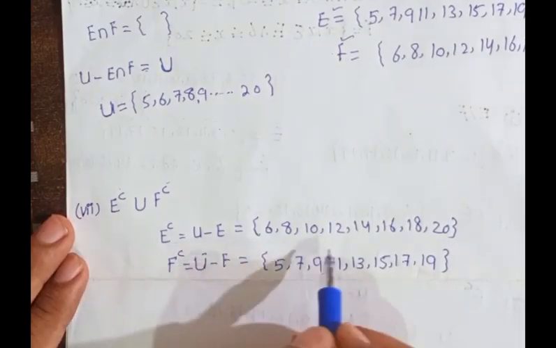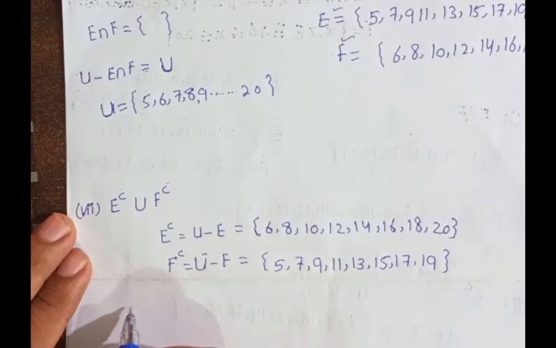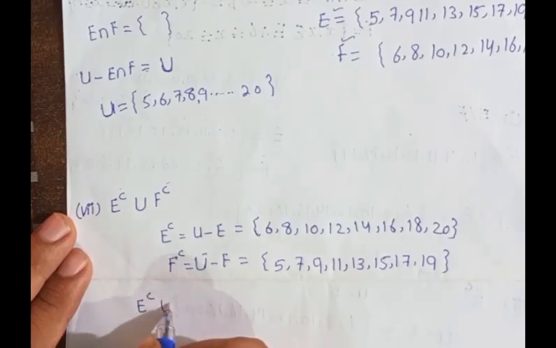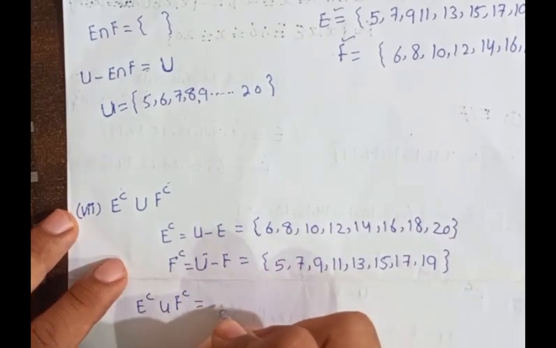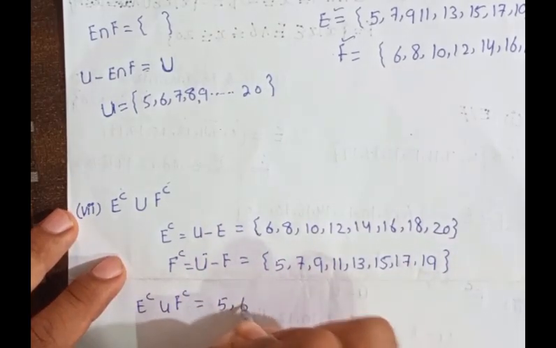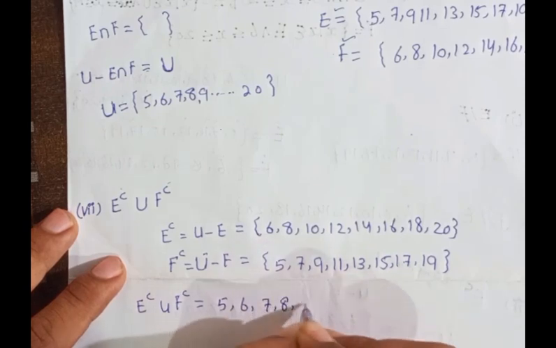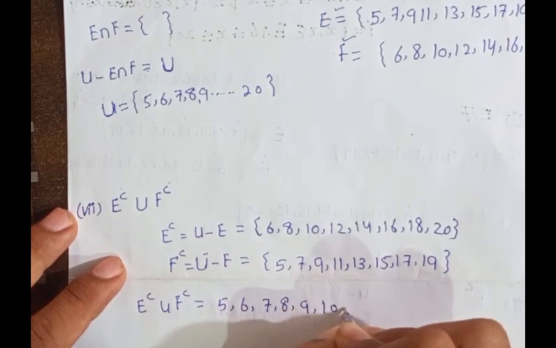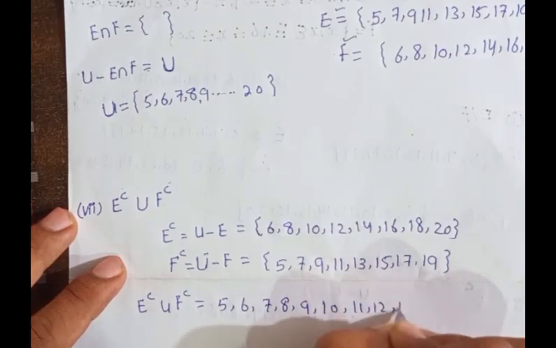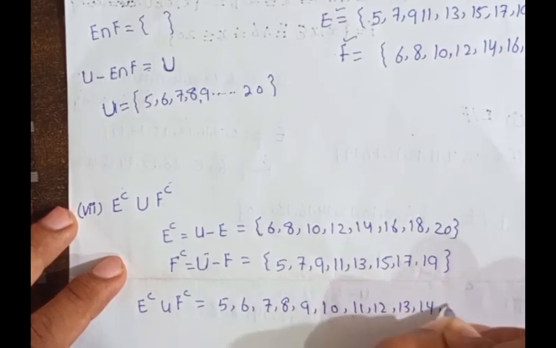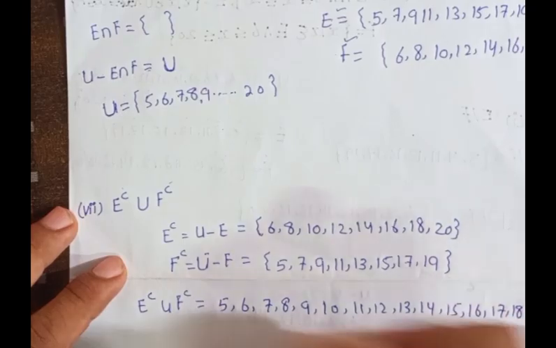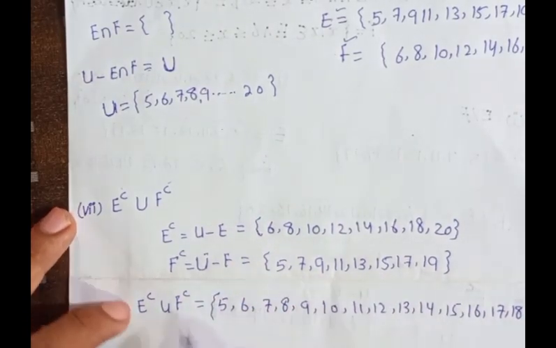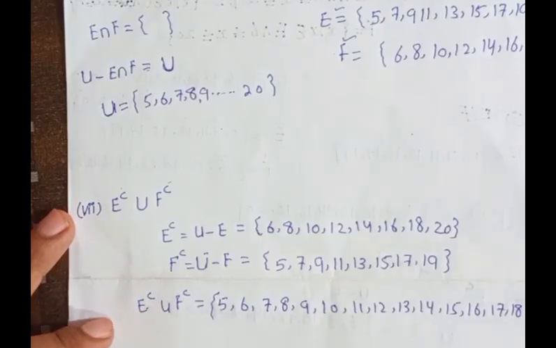As the complements are found, now I will take the union. The union will be E complement union F complement. Union is the combination of two sets into a single set, so I will write all the numbers: 5, 6, 7, 8, 9, 10, 11, 12, 13, 14, 15, 16, 17, 18, 19 till 20. This is my E complement union F complement.